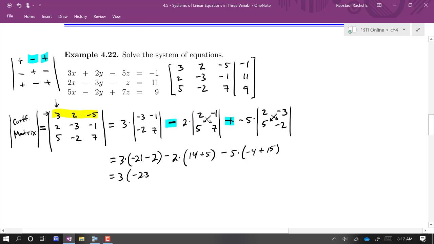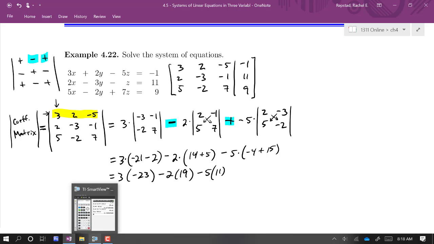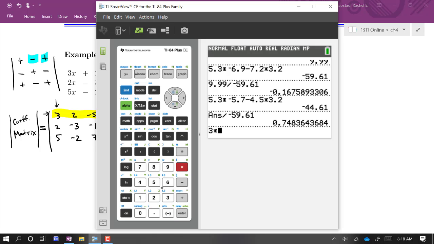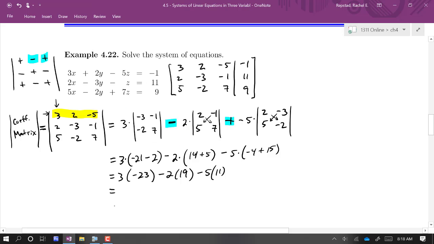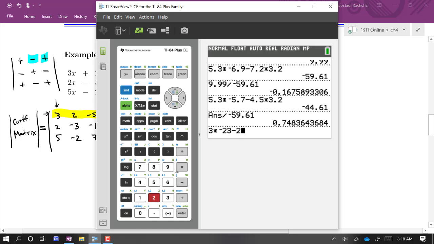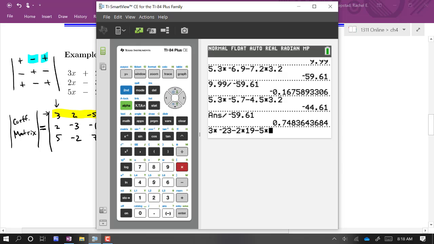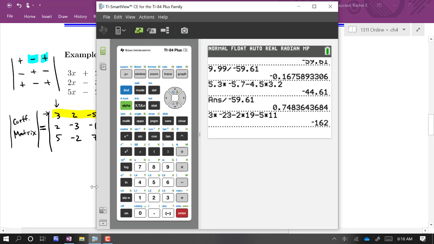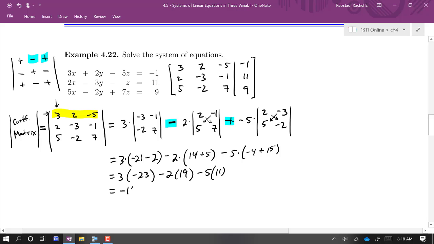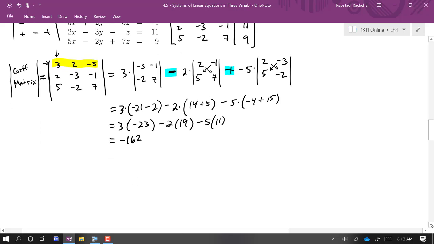So 3 times -23, minus 2 times 19, minus 5 times 11. So I got -162. Okay, so we've got that determinant.